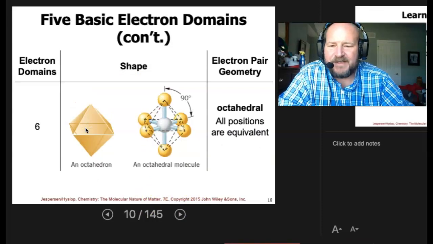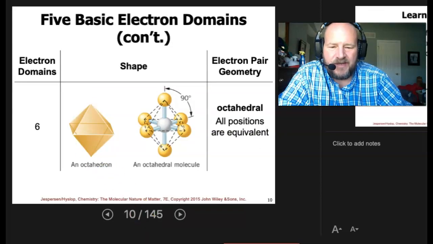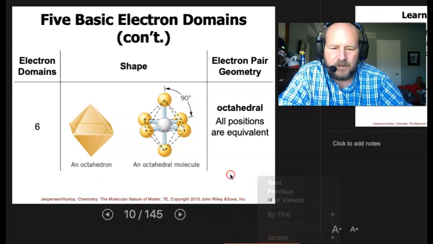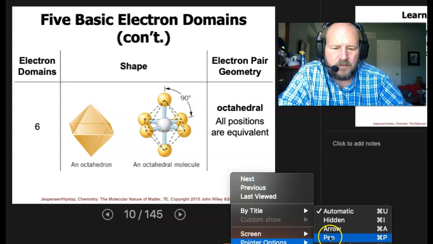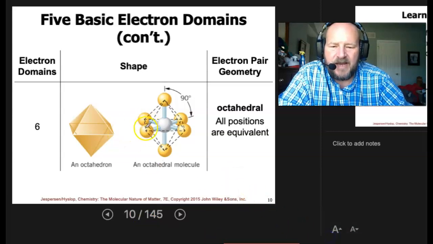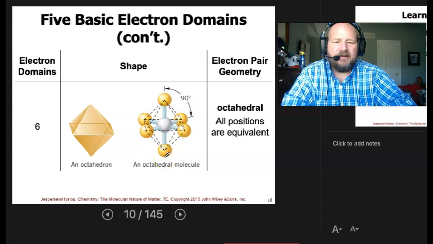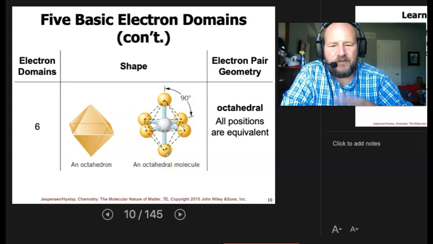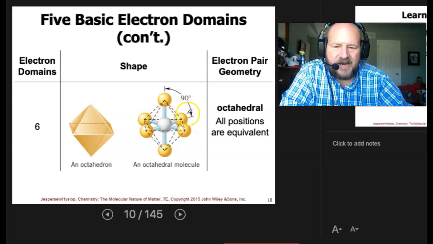When we move to 6 electron domains, we get what we call the octahedral. Now we have a square in the middle, and then one sticking out of the plane up and one sticking down out of the plane. If I rotate this, assuming that all 6 connections are exactly the same, they're equivalent, then obviously the bond distances would all be the same, and we're down to 90 degrees between each one.